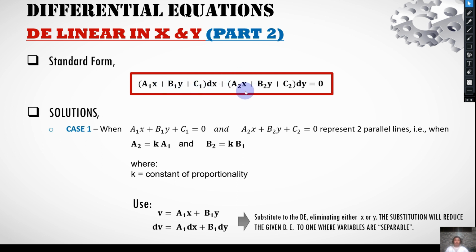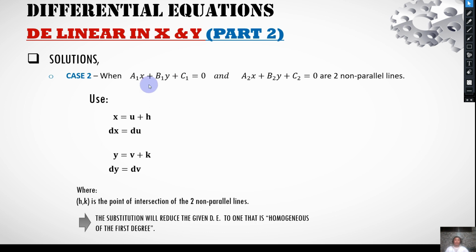This one. But, kino-consider natin sa video na to yung case number 2, in which we are going to use this x is equal now to u plus h, and at saka itong dx natin is just equal to du, and itong y is equal to v plus k where ang ating dy is equal now to dv. So take note, sa x equals to u plus h, if we take the derivative of x, so this is dx and equal now to this derivative du.